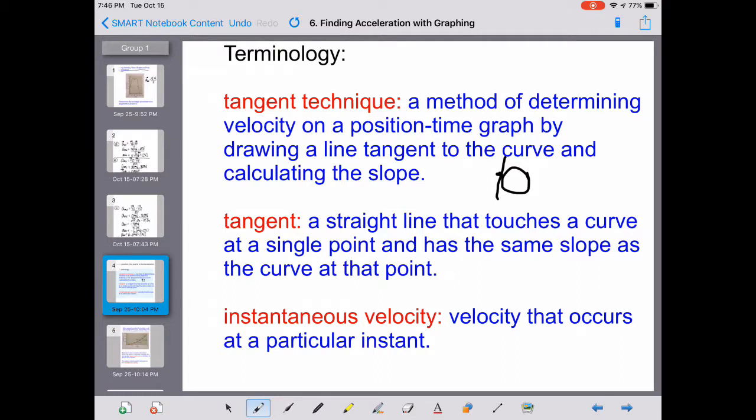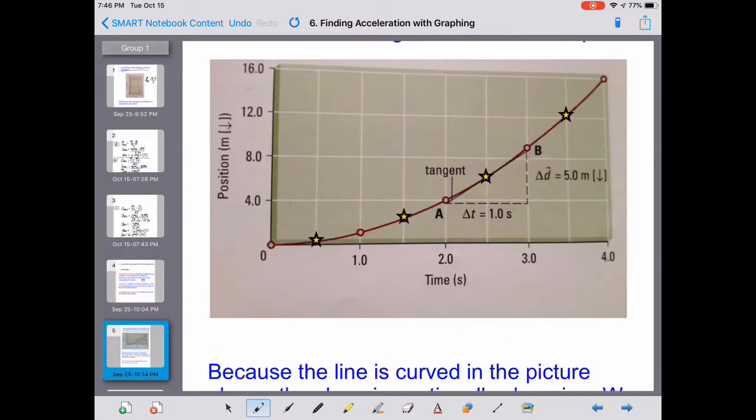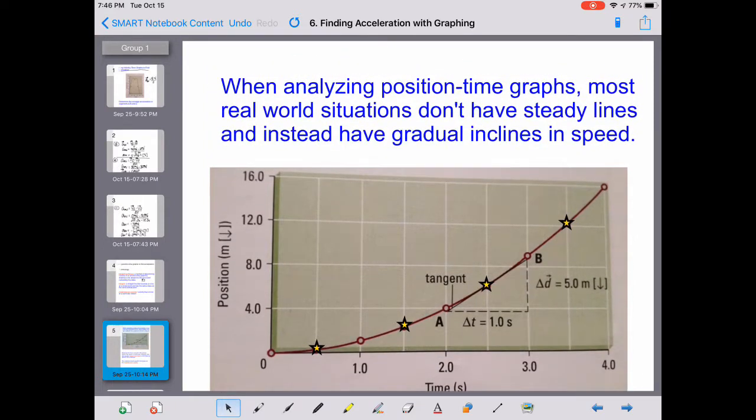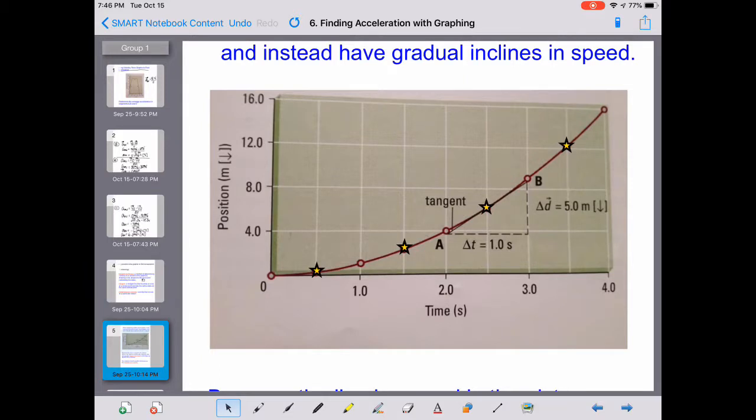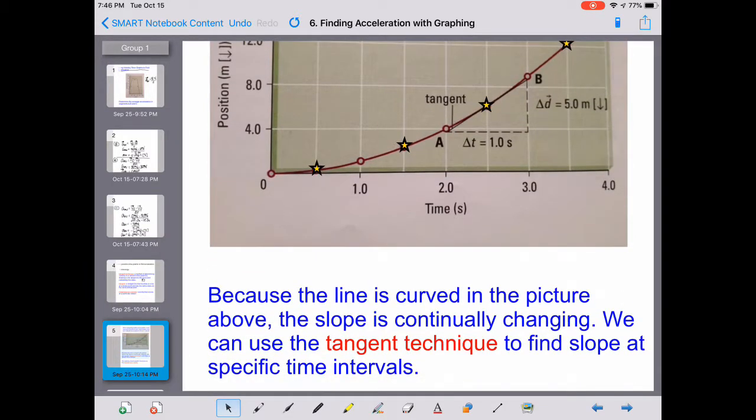So the graph that we're going to use to go through this looks like this. And it says that when analyzing position time graphs, in most real-world situations, we don't really have steady lines and instead have these gradual inclines in speed. So what we're going to do is take a look at our graph and apply this idea of the tangent technique.